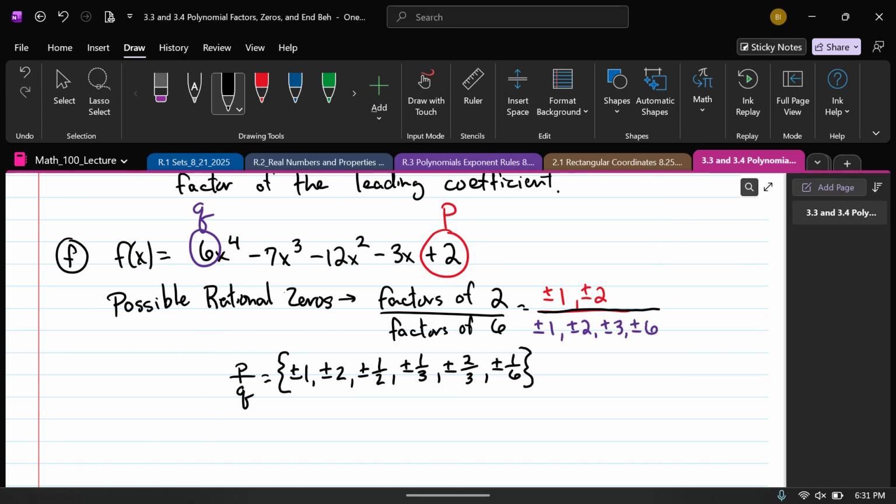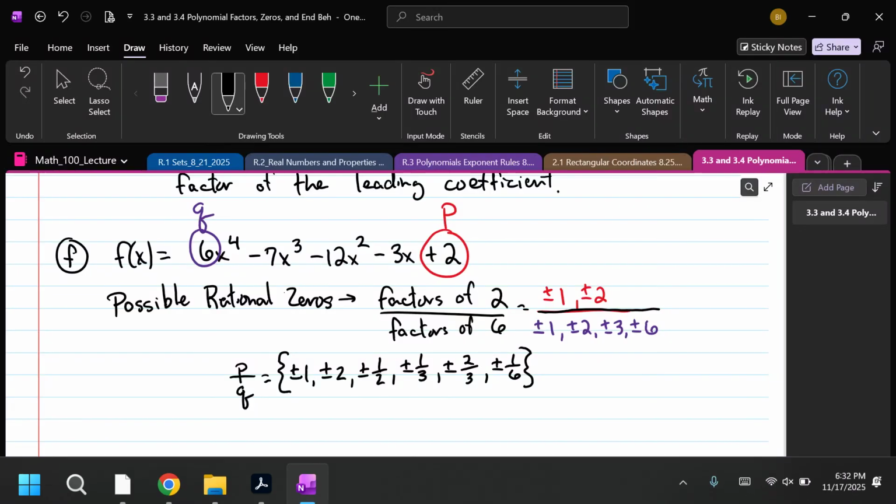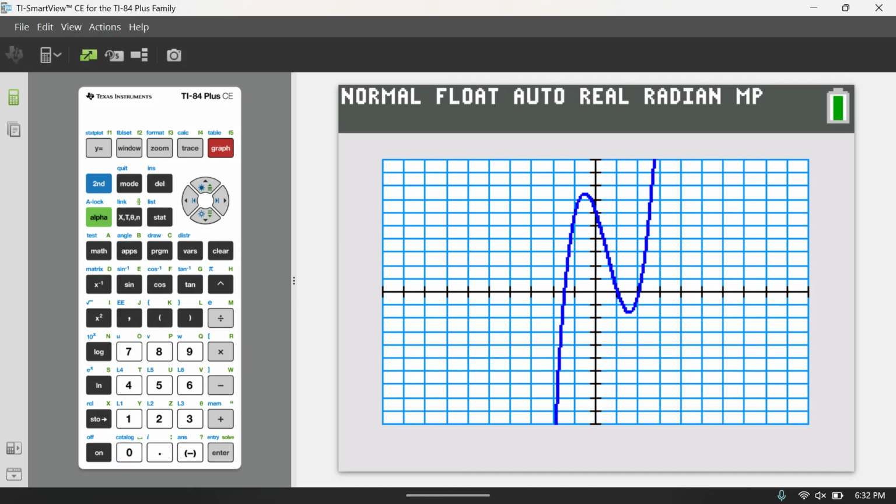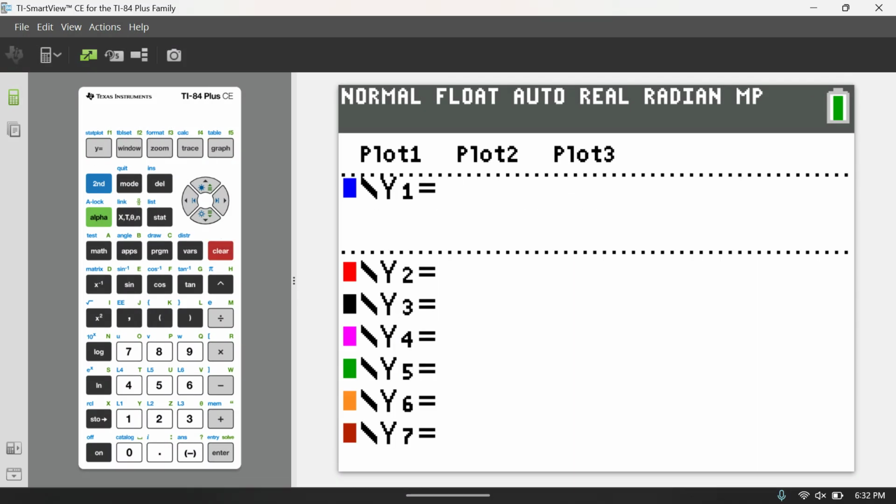You guys live in a great part of life where you've got a graphing calculator in front of you. I'm going to graph the polynomial, and I'm going to see which one of these it hits the x-axis on. So I'm going to go to my calculator. After we get the possible rational zeros list, we need that because they're going to ask for it. Now I'm going to graph 6x raised to the 4th minus 7x raised to the 3rd minus 12x squared minus 3x and then plus 2.